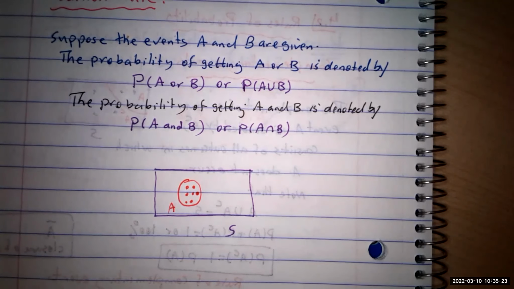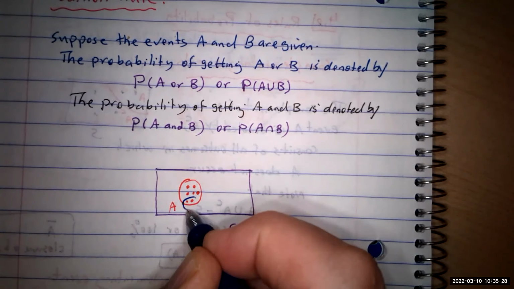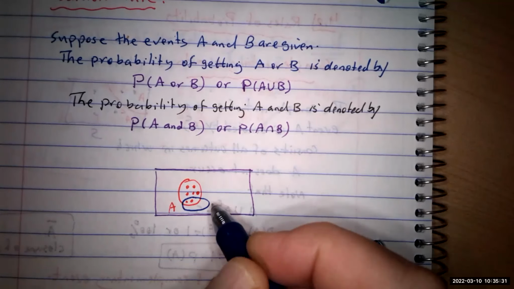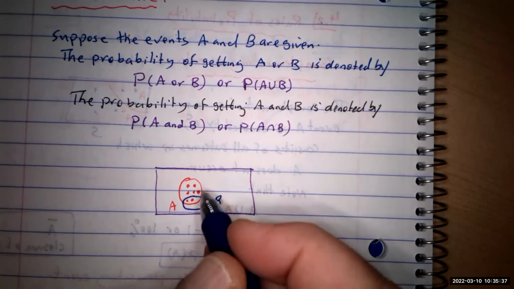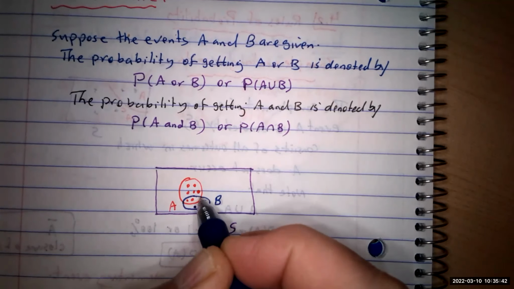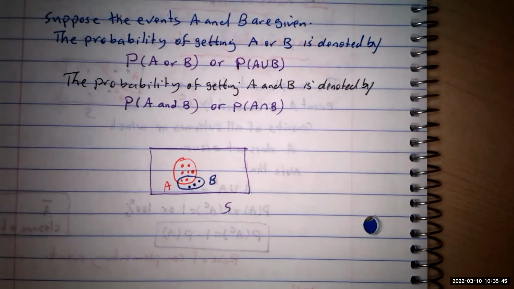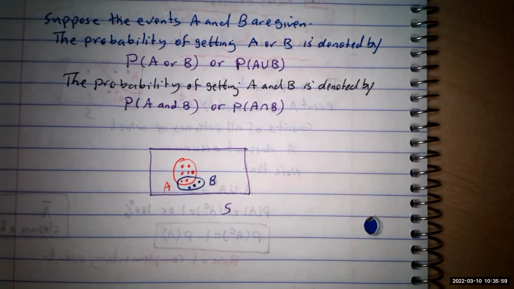Now I'm going to pick a B. Suppose this is B, a new one, and these are the outcomes inside B. So event A is the red one, event B is the blue one, and the number of outcomes in each is given to you. What we'd like to do today is count the members in these sets.